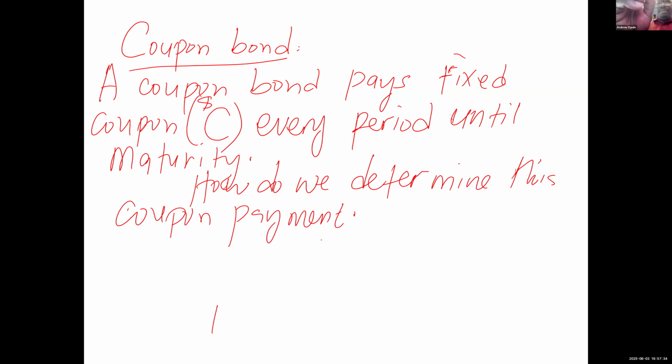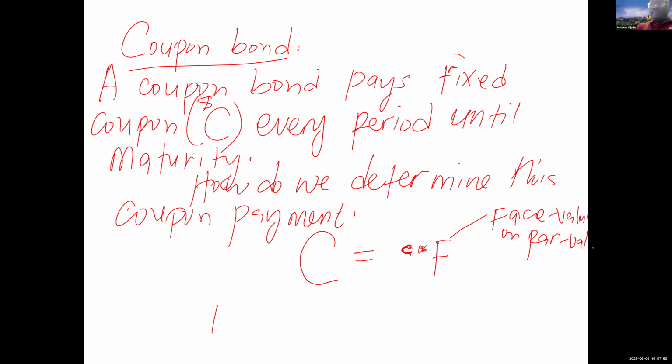So here's a formula. The coupon payment C, which is in dollars paid to you, is going to be equal to lower c times the face value. F here stands for the face value of the bond. The face value of the bond is also called par value. When you hear finance people talking about par value, it's the same thing as face value. And this little c is what we call the coupon rate.